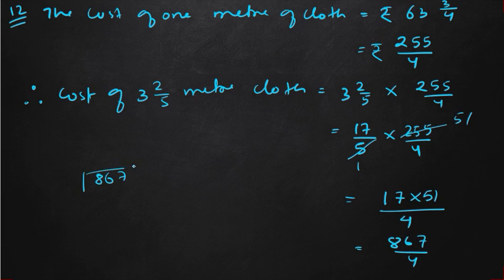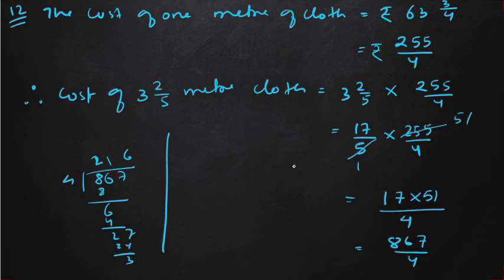So 4 2s are 8, 6, 4 1s are 4, 27, 4 6s are 24, remainder is 3. So this can be written as 867 by 4, which is 216 and 3 by 4, where the remainder is the numerator and the denominator was 4. So this will be the price of 3 2/5 meter cloth. I think it is clear.